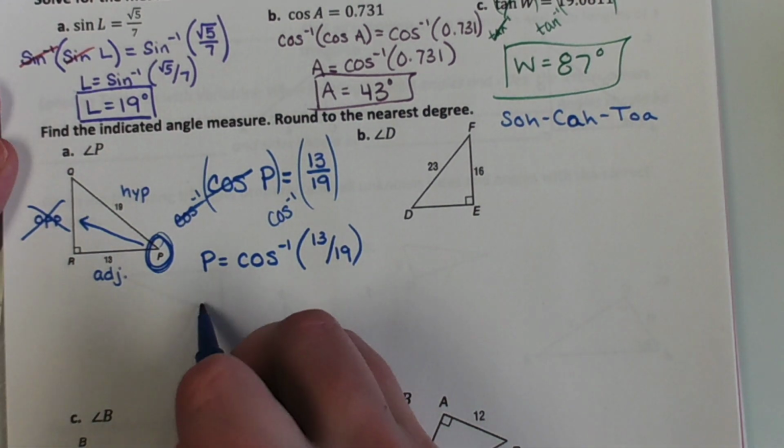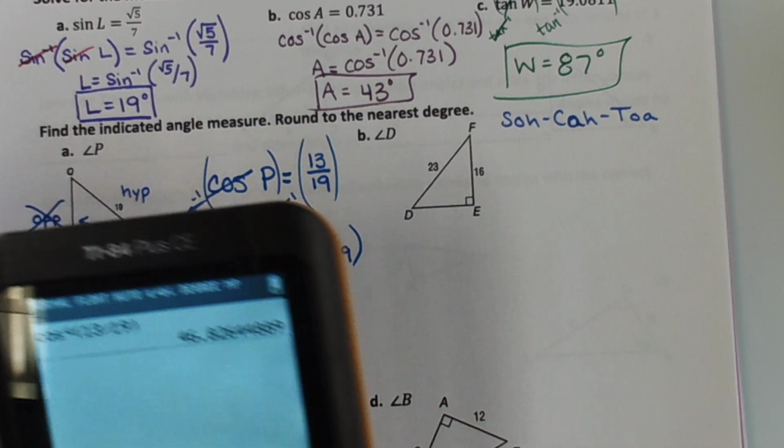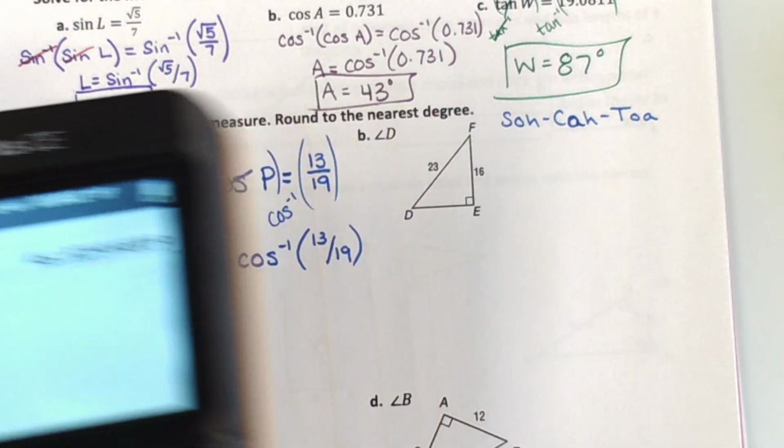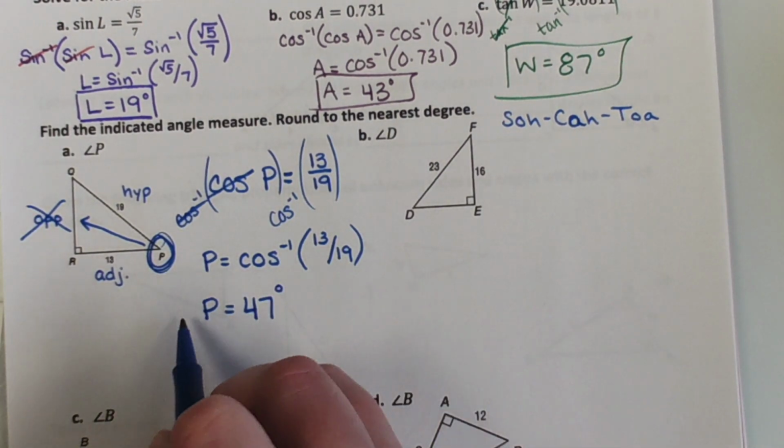Round it to the nearest degree. I thought it was, but I'm going off of memory. Yeah, 47, you're right. And it's an angle, so I put degrees.